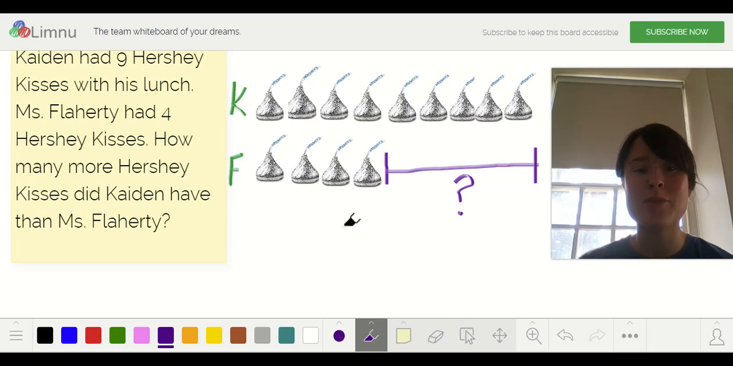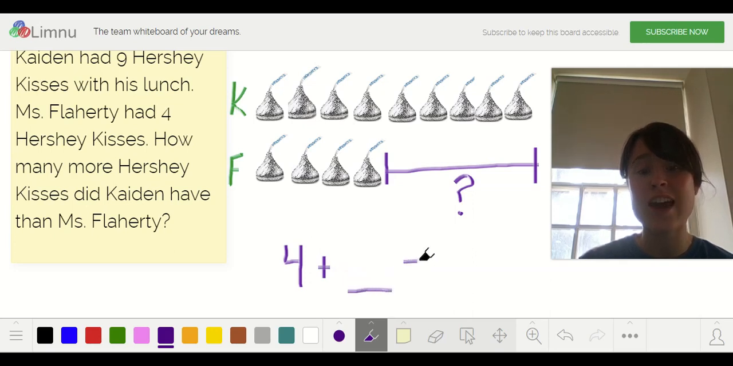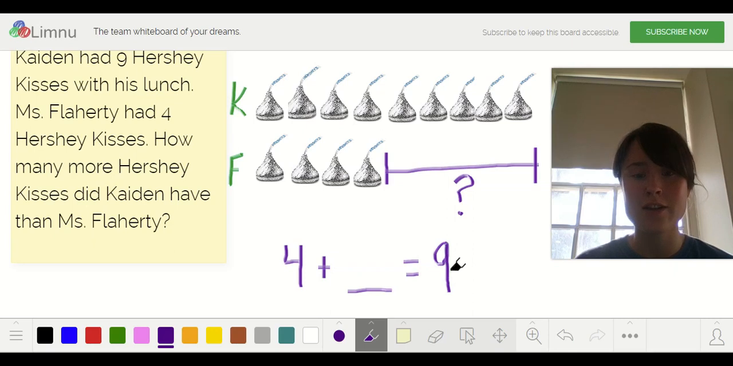Let's go ahead and try to set up an addition number sentence. I see that Miss Flaherty has 4. And then I have to add on a part to get to the number that Caden has. And Caden had 9. So 4 plus something equals 9. What's that part? What was that part that's extra or different? That's right, it's 5.